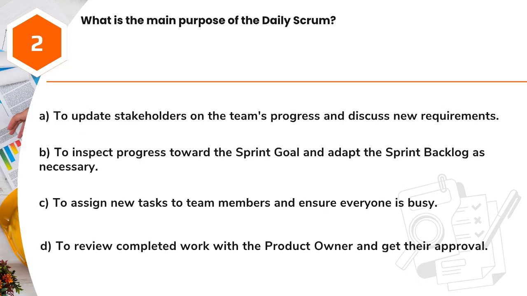Question 2. What is the main purpose of the daily Scrum? A. To update stakeholders on the team's progress and discuss new requirements. B. To inspect progress toward the sprint goal and adapt the sprint backlog as necessary. C. To assign new tasks to team members and ensure everyone is busy. D. To review completed work with the product owner and get their approval.